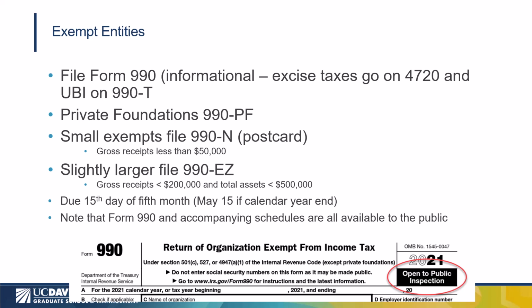This is due the 15th day of the 5th month. So if you're a calendar year-end exempt entity, May 15th would be your due date. And note, all of your 990 and accompanying schedules are made available to the public. So to the extent you're working with these clients, you need to recognize all this information is made public. Your board members' compensation and the compensation for your highly compensated employees are all going to be made public.